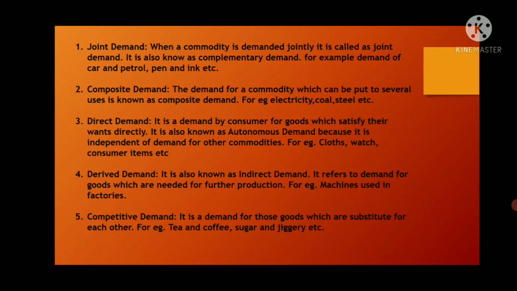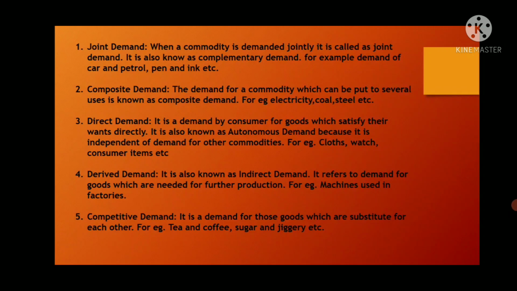Joint demand. When a commodity is demanded jointly, it is called joint demand. It is also known as complementary demand. In order to satisfy one single want, we demand two commodities. For example, if we want to drive a car, we need a car as well as petrol.